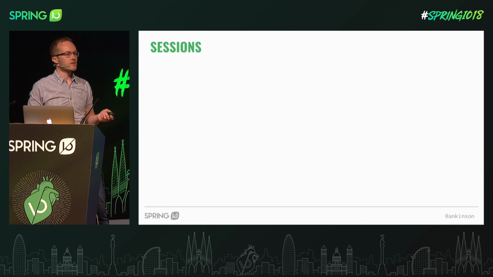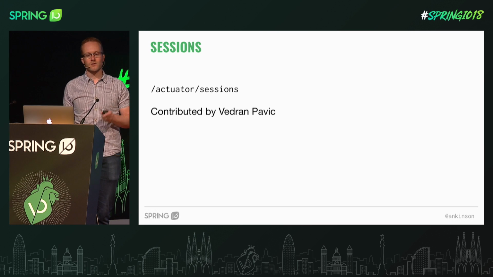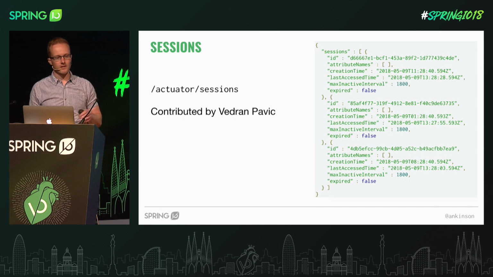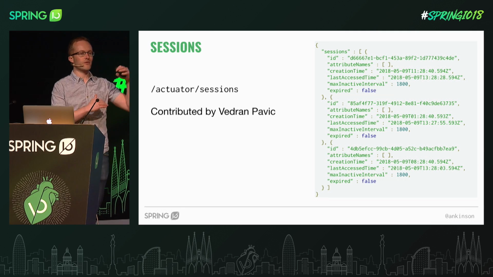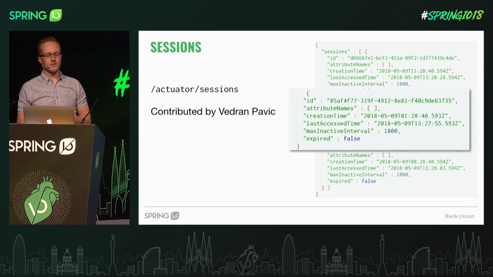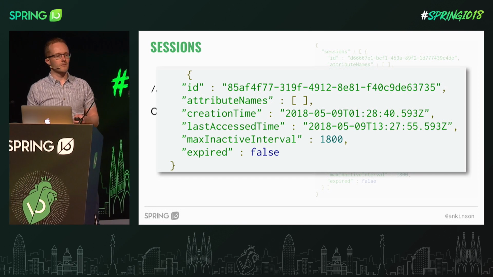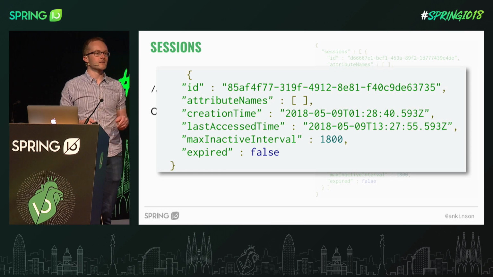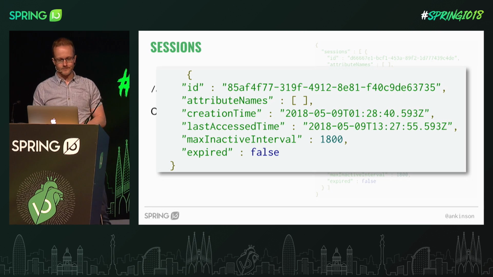Another new endpoint that I mentioned earlier, the sessions endpoint, /actuator/sessions. This one was contributed by Vedran Pavic, and his code did make it in because he wrote it after we'd rewritten the infrastructure. And this gives you information. You can ask it for a particular user. You can say, tell me all of their sessions, please. And it will tell you things like the creation time, last access time, whether or not it's expired. And it also has some more sophisticated operations on there. For example, you can delete a user's session if you want to forcibly expire one of them.